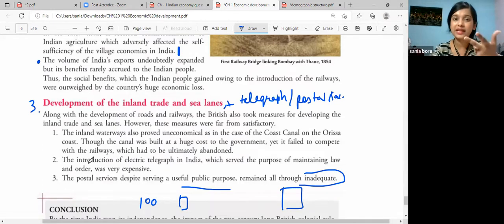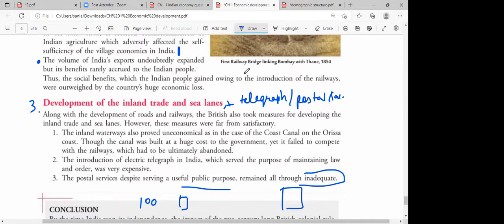And similarly, secondly, the British introduced the electric telegraph in India. But why did they introduce it? Because they wanted to maintain law and order in India. That's why they introduced the telegraph. Next, they introduced postal services, and postal services were very useful, but still remained inadequate. Like, it was not sufficient for the population of India. Clear? Yes, ma'am. So you can write it.